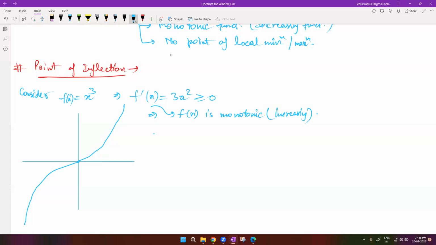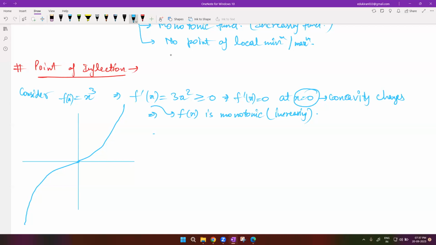But still, f dash x is equal to 0 at x is equal to 0. So what happened at x is equal to 0? What happened is that it changed concavity. Now this is a new word, and by the way, you don't need it for CBSE boards, but I'm telling you this concept anyway. It's a very easy concept: concavity change.